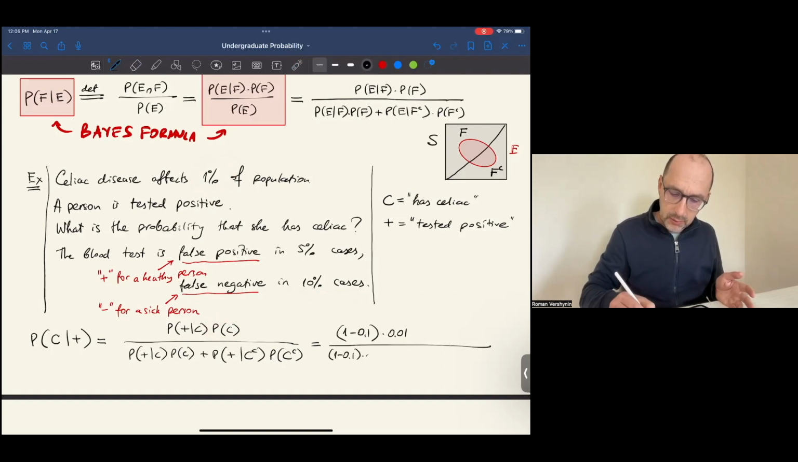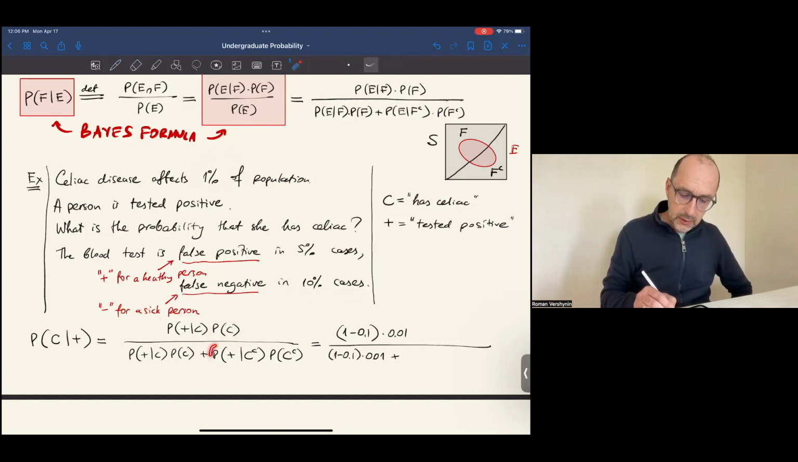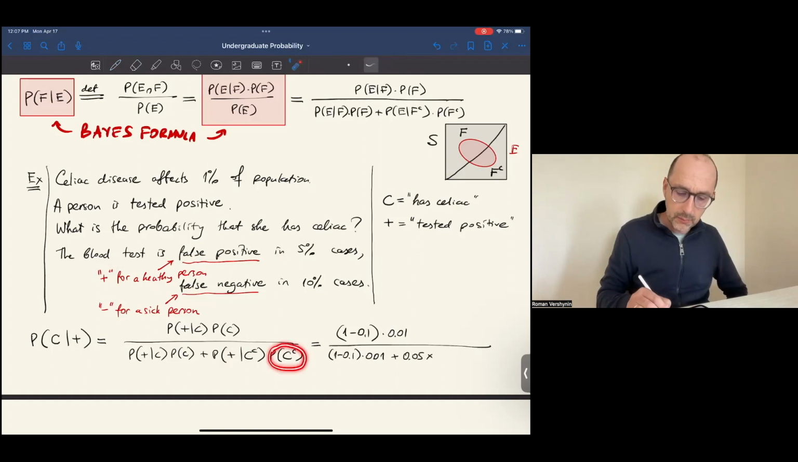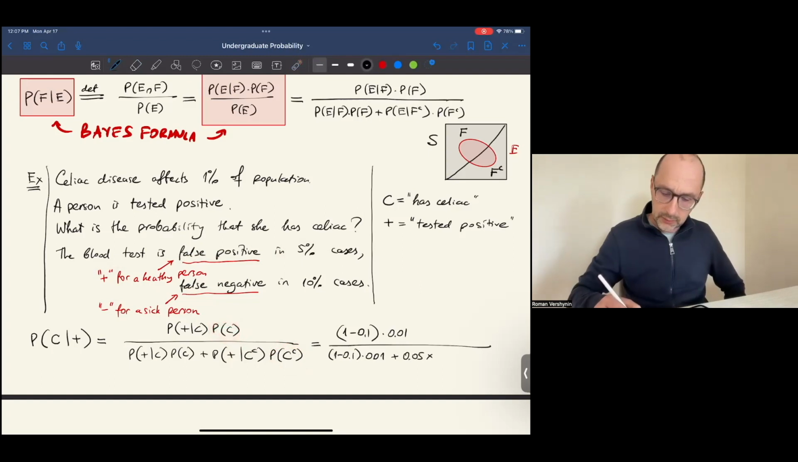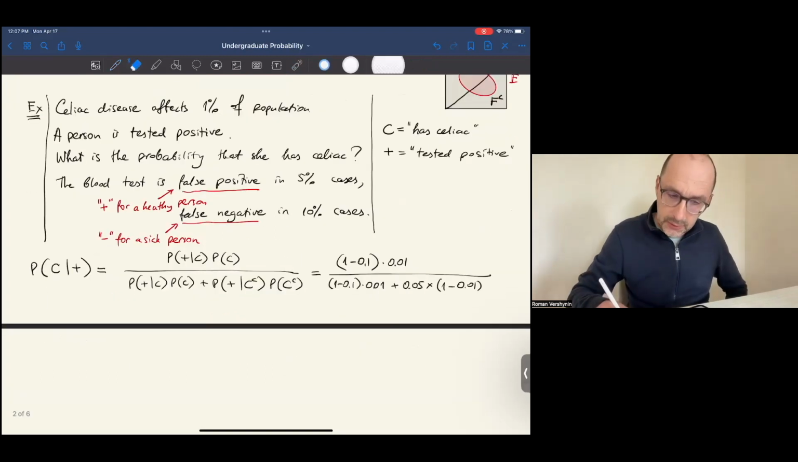The denominator starts the same. And then what is the probability that the test is positive given that the person is healthy? That is 5%. Now, the probability that someone is not sick with celiac is a complement of C, and that's 1 minus 0.01. If you put these numbers in the calculator, we get 0.18 or 18%.